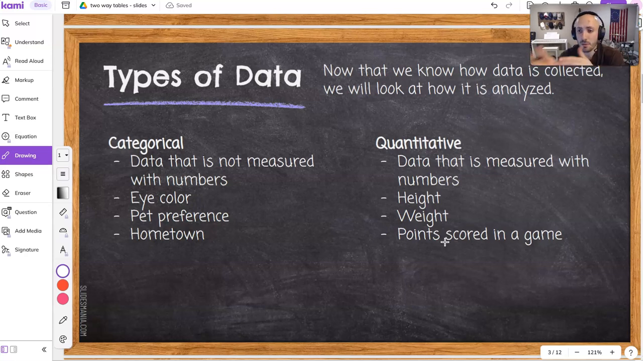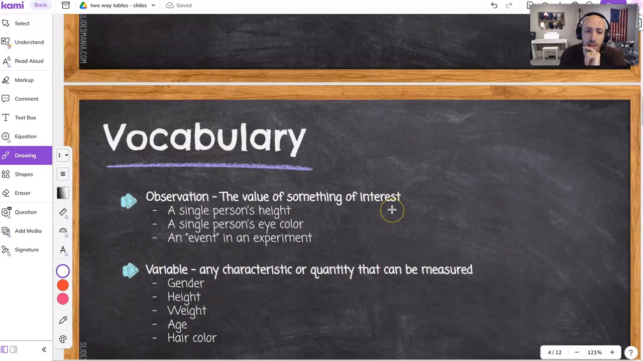And on the other side, we have quantitative data, which is data that is measured with numbers, root word quantity, right? Things like height, weight, or maybe points scored in a game if you're into sports, something like that. Maybe you can think of a few other examples of quantitative data as well. So two main types of data: categorical and quantitative data. We are going to focus primarily on categorical data for this video. So let's move on and get into that.